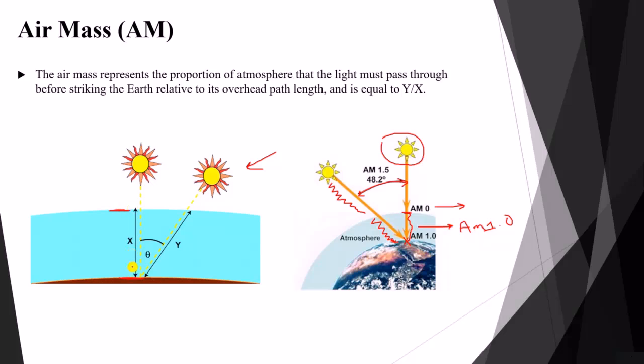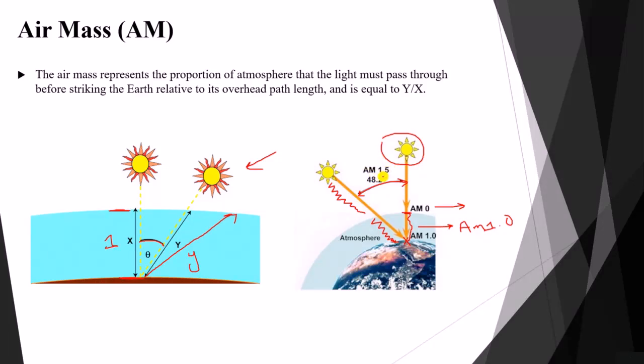This perpendicular position is called x, where AM, or the air mass, will be equal to 1. Now when the sun forms an angle, it leads to a larger distance called y, which is this one. You can see that there is an angle between the vertical or perpendicular position and any other position. When this angle equals 48.2, we will have AM, or the air mass, equal to 1.5.